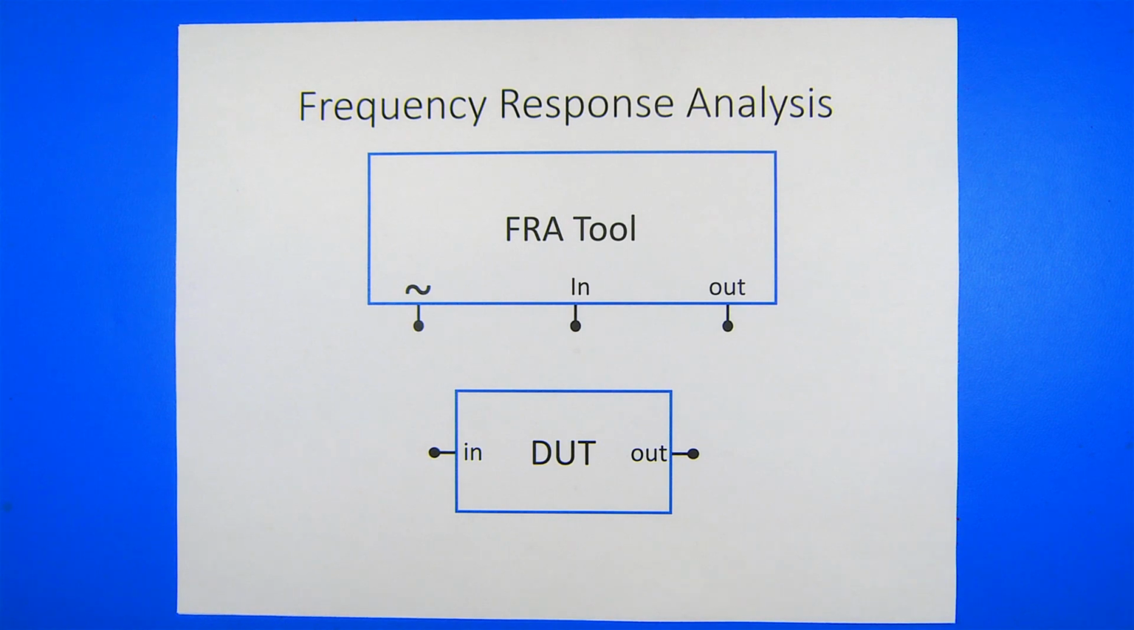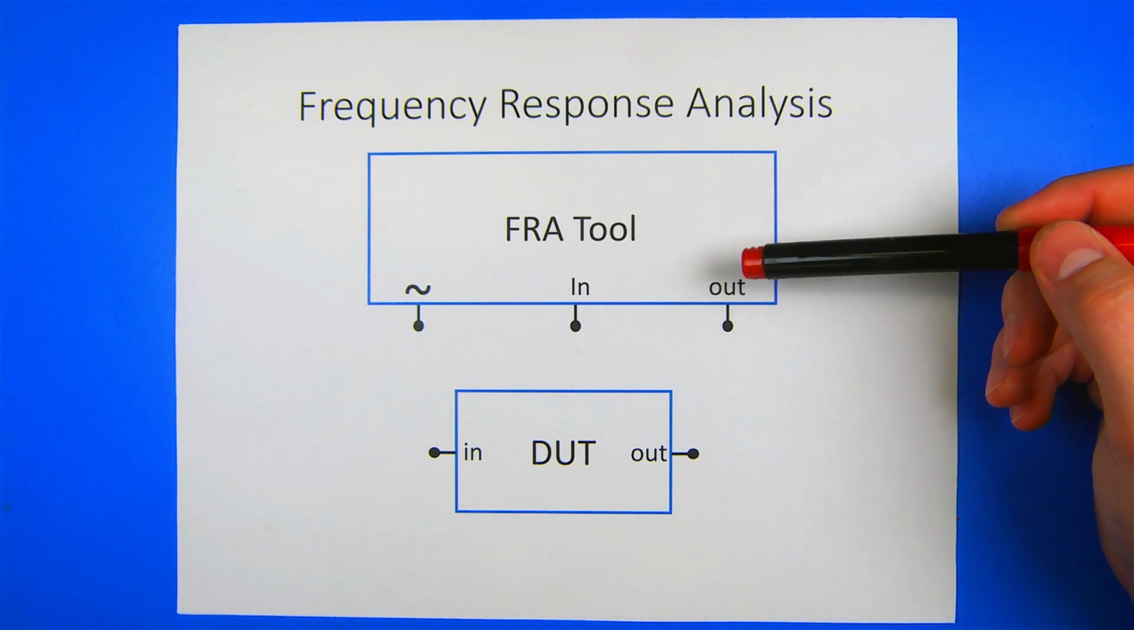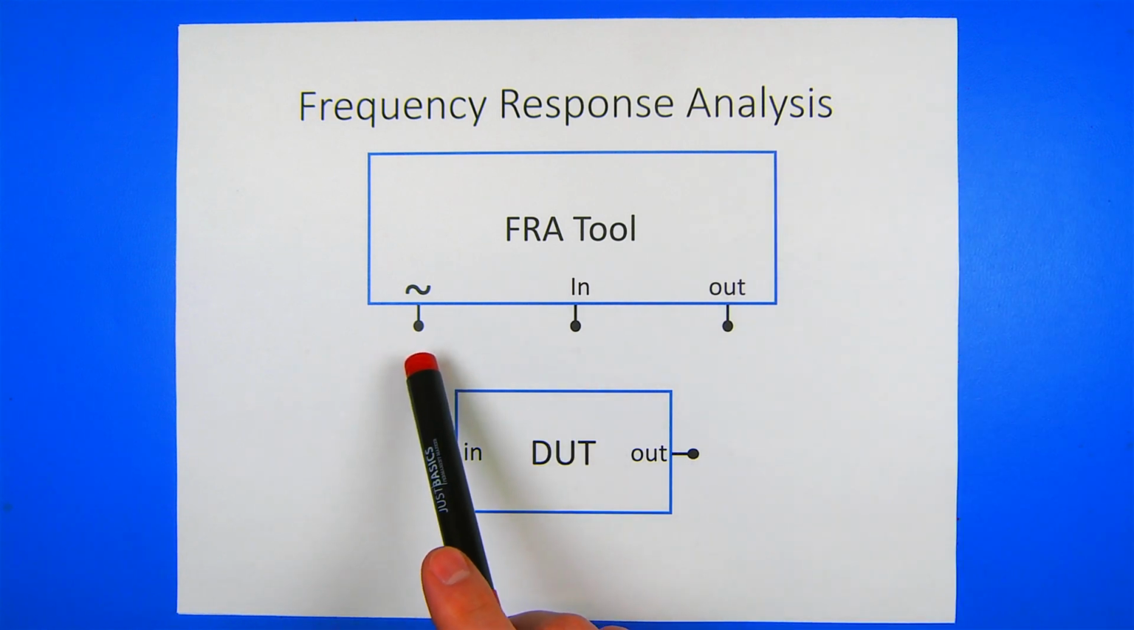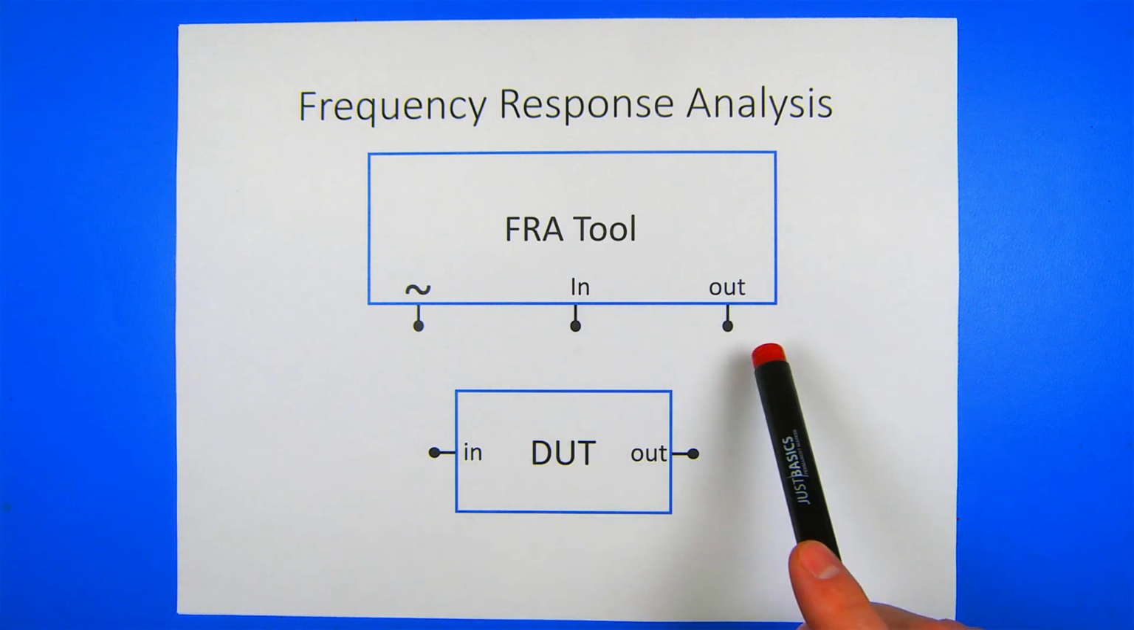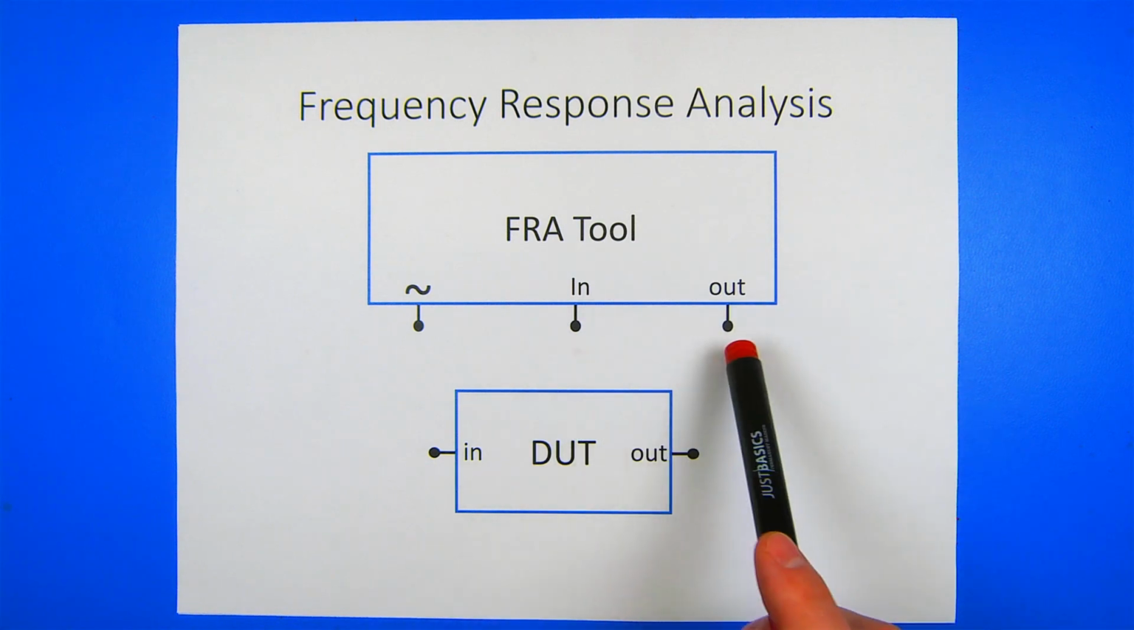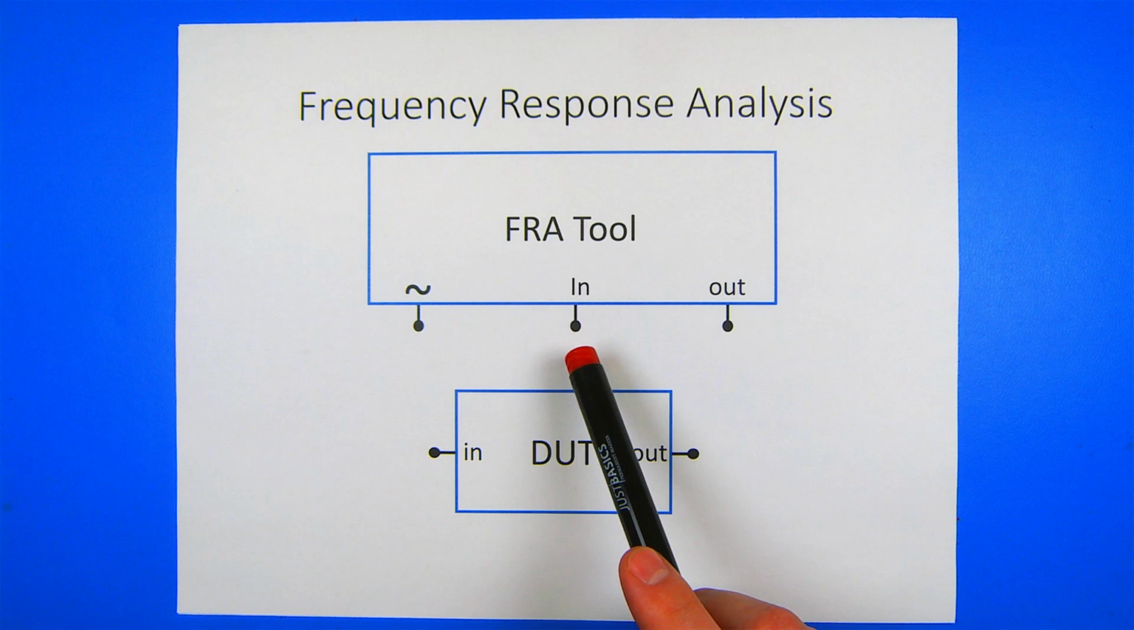I'll use this diagram to explain the correct way to hook up a frequency response analysis, or FRA, tool. Both the benchtop oscilloscope and the Analog Discovery use similar configurations to do frequency response analysis. The FRA tool will have 3 connection points: the output of a waveform generator, and connection points for the input of your device and the output of your device. These will be measurement channels, either on the oscilloscope or on the Analog Discovery.